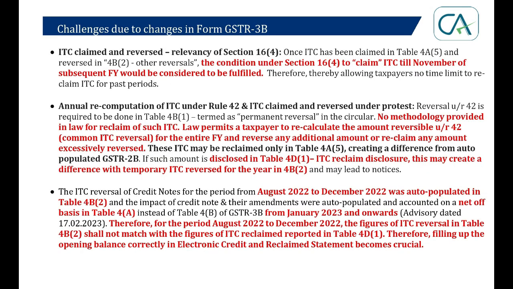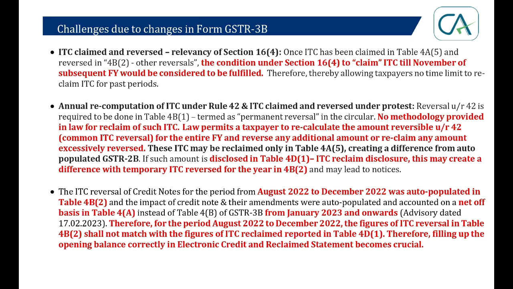Now, annual recomputation of exempt supply input tax credit. What we do on a monthly basis is calculate the ITC proportionate to the exempt supply and reverse it in table 4D1, which is an absolute permanent reversal, right?